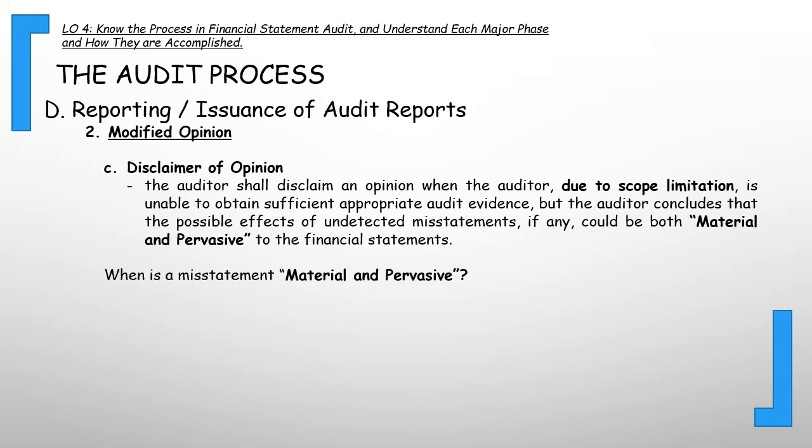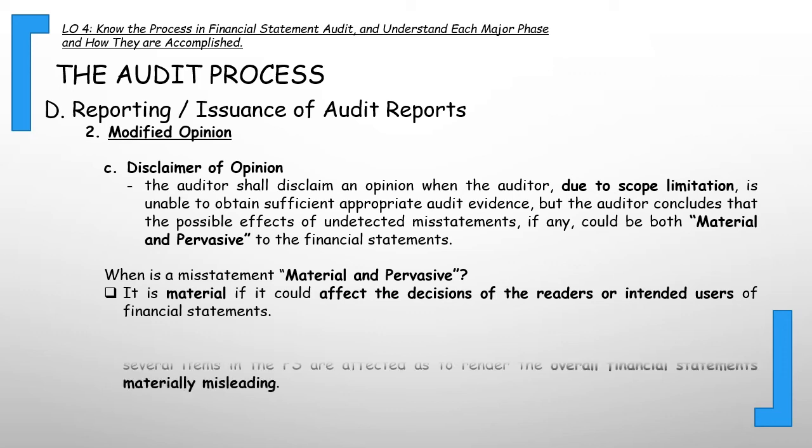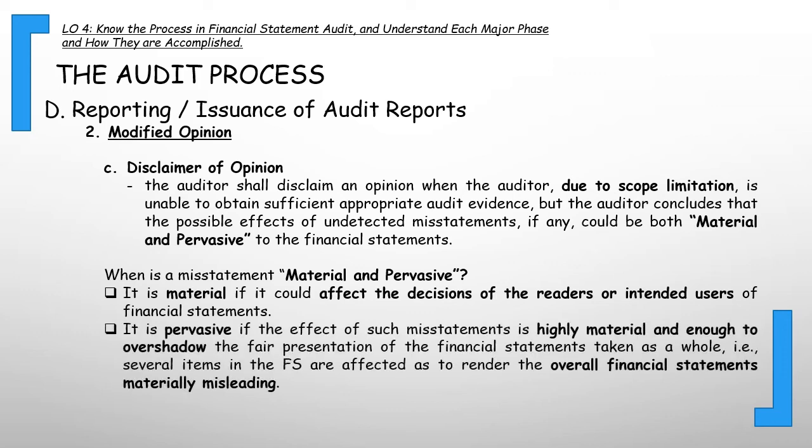Okay? So, when is a misstatement material and pervasive? Yun, sinabi na natin kanina, material siya kapag it could affect the decisions of the readers or intended users of the financial statements. Then, it is pervasive if the effect of such misstatements is highly material and enough to overshadow the fair presentation of the financial statements taken as a whole. That is, several items in the financial statements are affected, as to render the overall financial statements materially misleading.